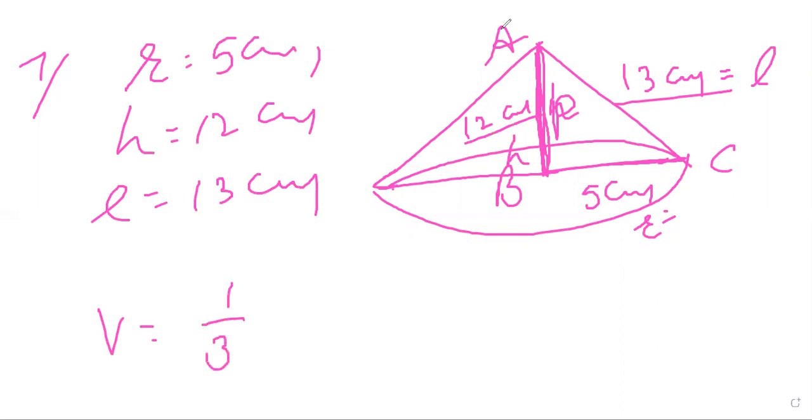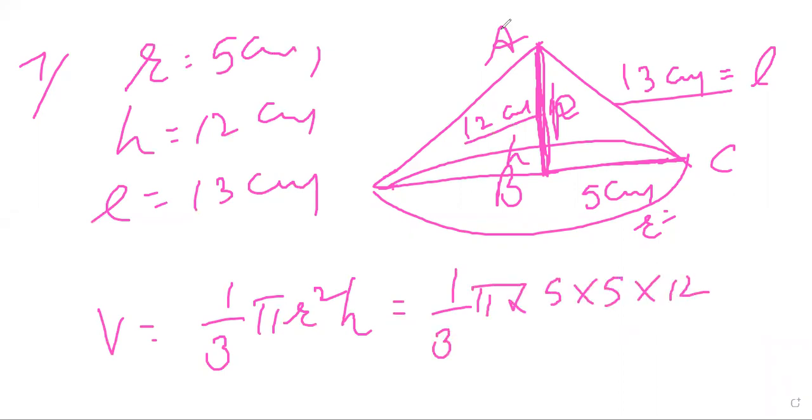Height 12 centimeter, slant height 13 centimeter, and now easily we can find out the volume of this cone, which is equal to 1 upon 3 pi r square h, that is 1 upon 3 pi into 5 into 5 into 12, that is 100 pi centimeter cube. We'll keep this in pi. We can solve this also by putting the value 22 upon 7, or we can keep it as just 100 pi centimeter cube.